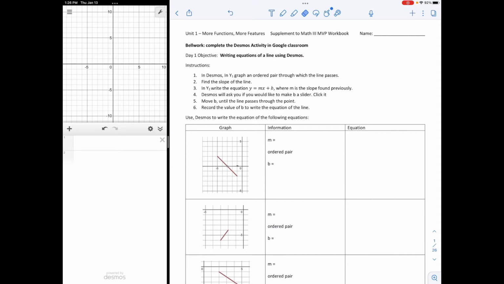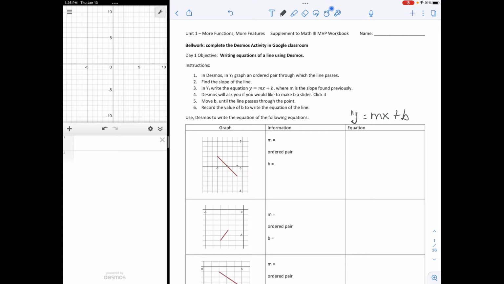Today we're looking at Unit 1, Lesson 1. Our objective today is to write an equation of a line using Desmos. If you recall from the Desmos activity we did earlier, the equation of a line can be written as y equals mx plus b, where b is the y-intercept and m is the slope.